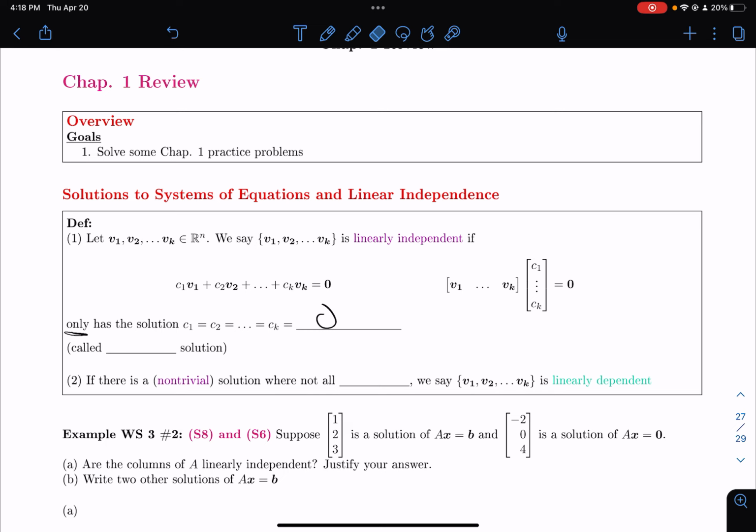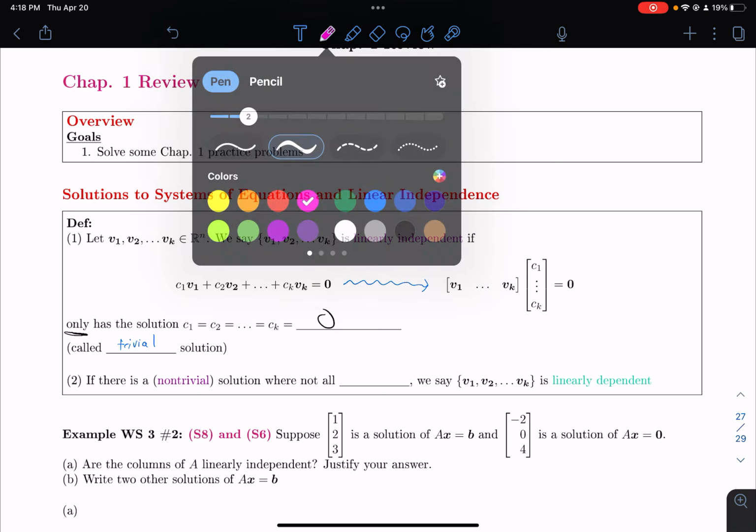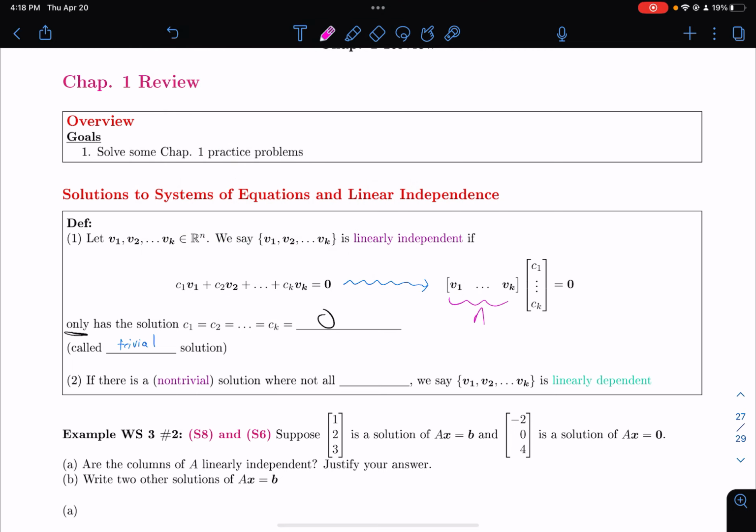Okay, so this solution where you let all the weights be 0, that's called the trivial solution. If I were to express this linear combination in matrix form, I would get a matrix where we have those vectors v1 up until vk written as the columns. Maybe I'll call that matrix A. And that gets multiplied by a vector where all the weights are the entries. I'll call that x.